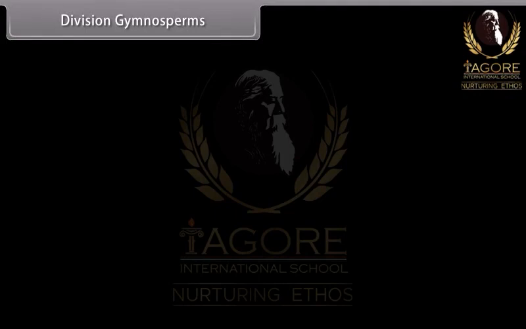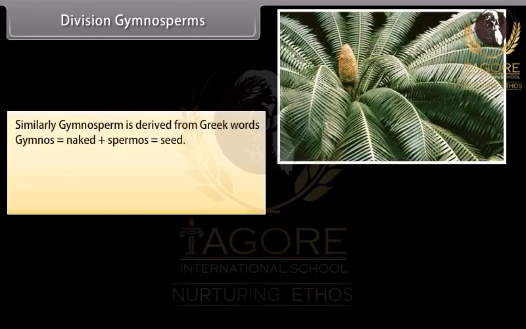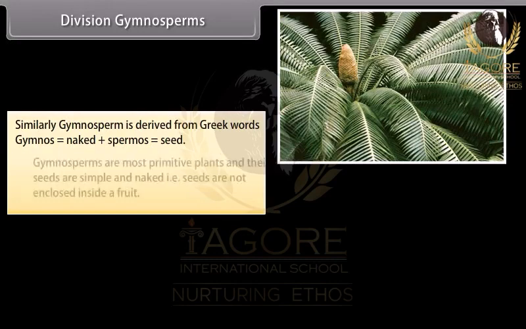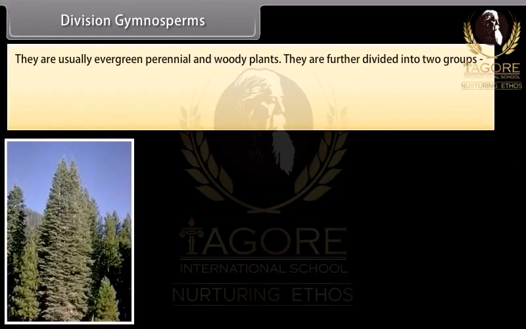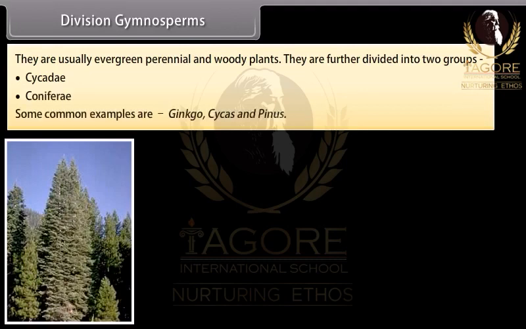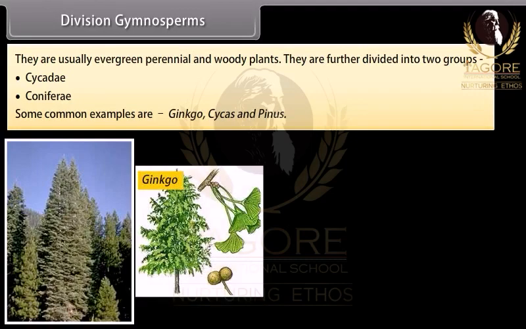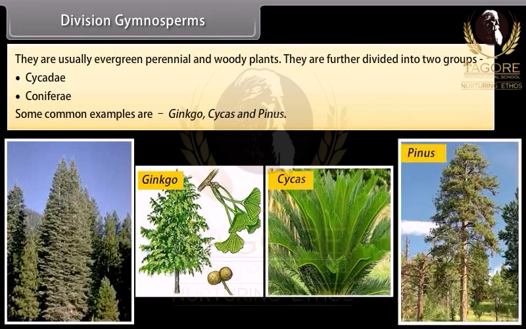Division Gymnosperms. Similarly, gymnosperm is derived from the Greek words gymnos, which means naked, plus spermos, which means seed. Gymnosperms are the most primitive plants and their seeds are simple and naked, that is, seeds are not enclosed inside a fruit. They are usually evergreen, perennial, and woody plants. They are further divided into two groups: Cycadales and Coniferae. Some common examples are ginkgo, cycas, and pinus.